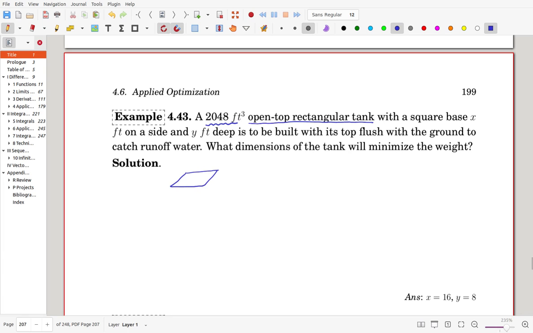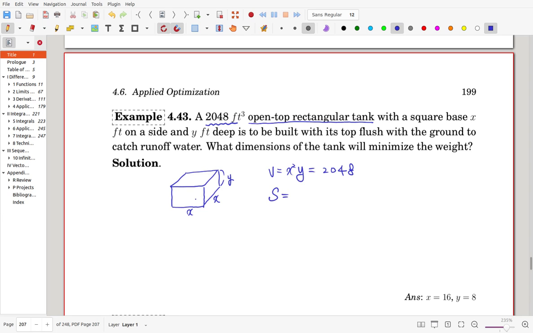Here's an open top rectangular tank like that, with a square bottom whose side is x, and the depth is y. So the volume is x squared y, which is the same as 2048. That is given.